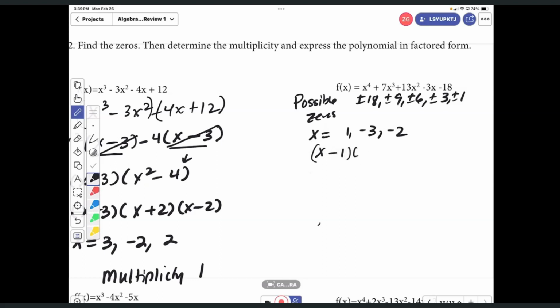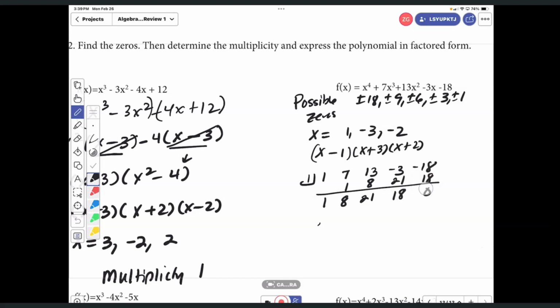We're going to see how these factors are factors of this polynomial. So I'm going to try 1, negative 3, negative 18. 1 times 1 is 1. 7 plus 1 is 8. 1 times 8 is 8. 8 plus 13 is 21. 1 times 21 is 21. And then I have 18. 1 times 18 is 18, and that's 0.